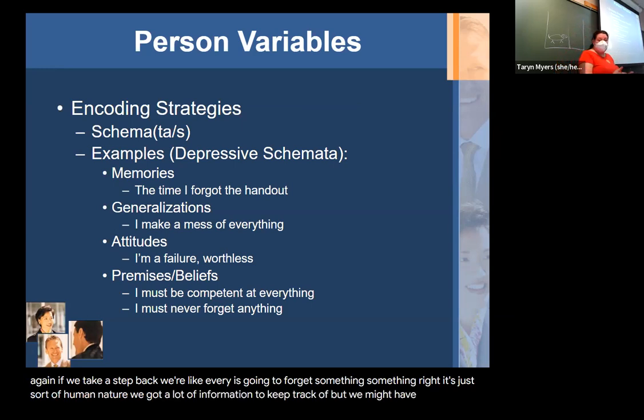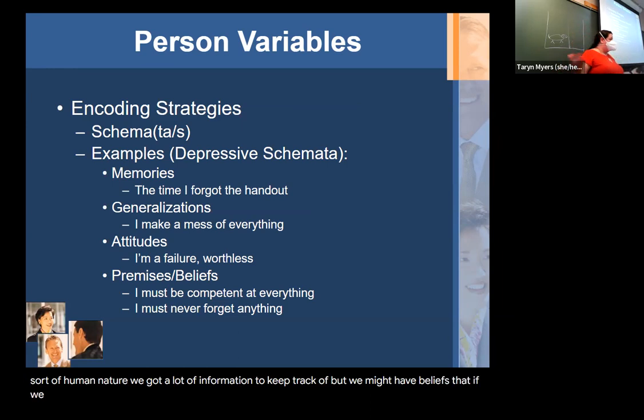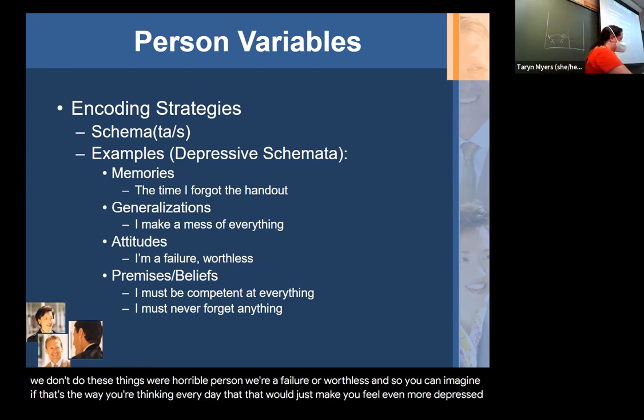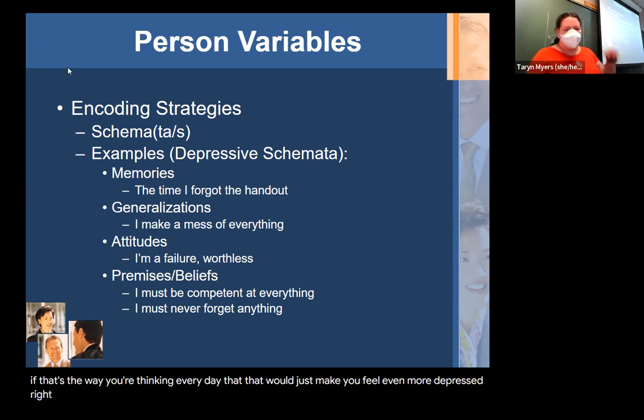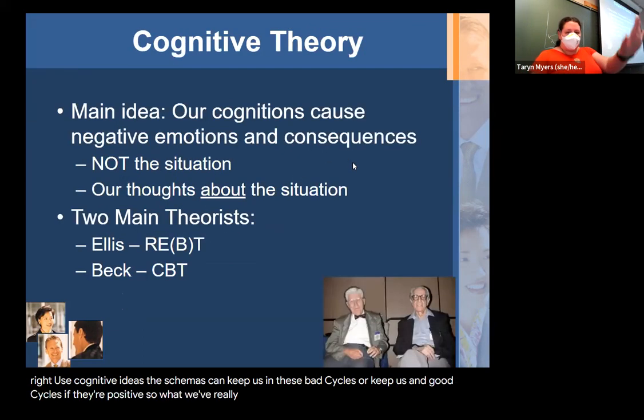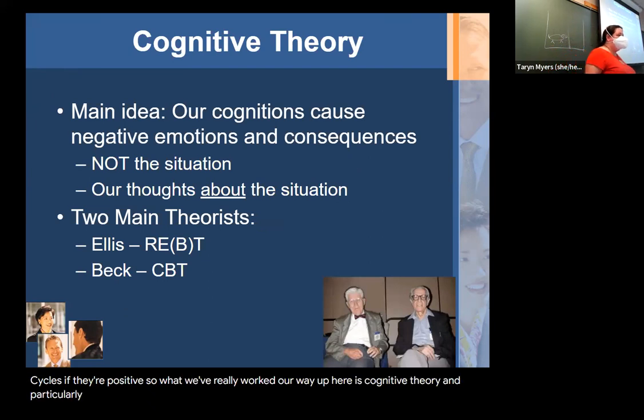But we might have beliefs that if we don't do these things, we're a horrible person, we're a failure, we're worthless. And you can imagine if that's the way you're thinking every day, that would make you feel even more depressed, right? So these cognitive ideas, these schemas, can keep us in bad cycles, or keep us in good cycles if they're positive.